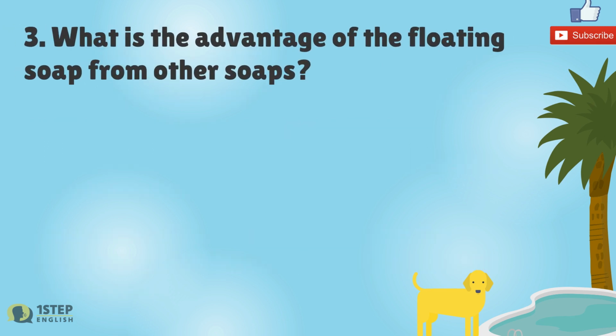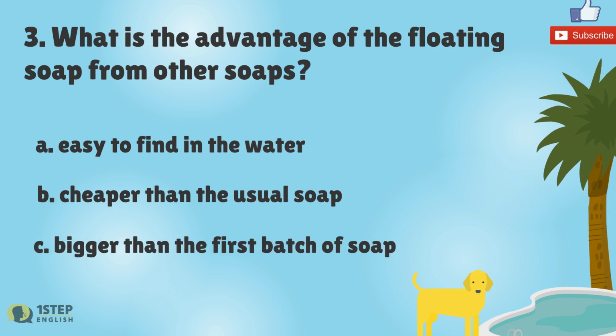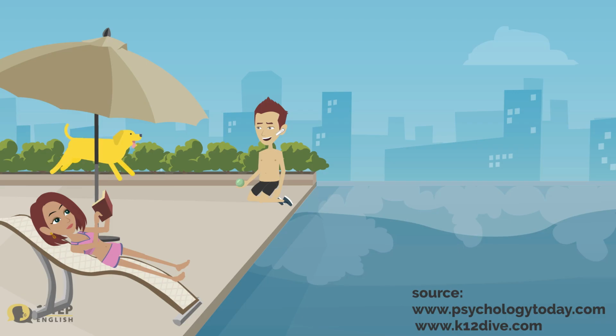Number 3. What is the advantage of the floating soap from other soaps? Letter A. Easy to find in the water. Letter B. Cheaper than the usual soap. Letter C. Bigger than the first batch of soap. The correct answer is letter A. The advantage of the floating soap from other soaps is it's easy to find in the water.